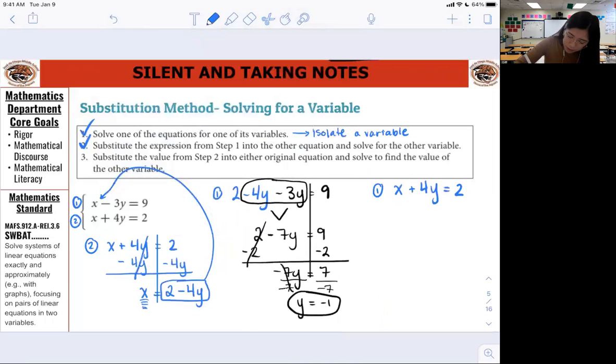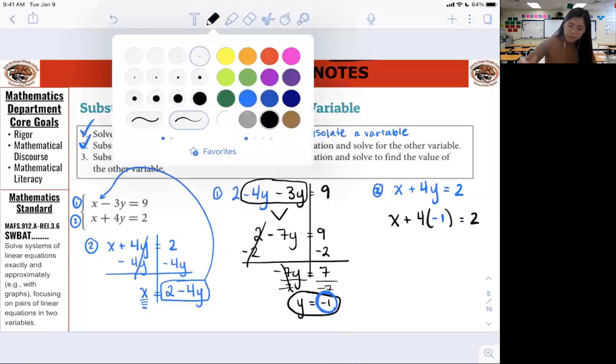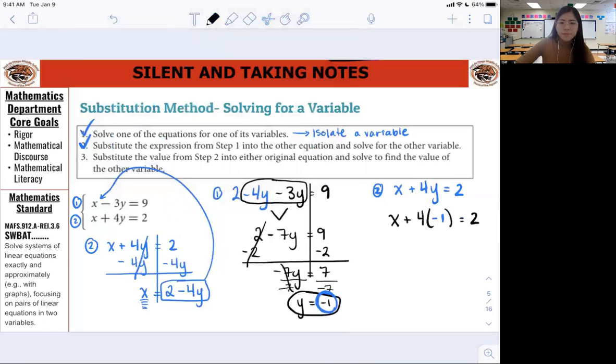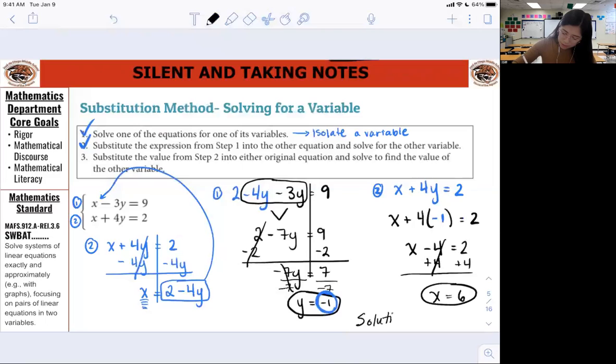So I'm just writing down equation number 2, and I'm taking this -1 and I plug it in for y. So x plus 4 times -1. 4 times -1 is? -4. x minus 4 equals 2. What do I do to both sides? Add 4. So I get x equals 6. Final answer, final solution: 6 comma -1.